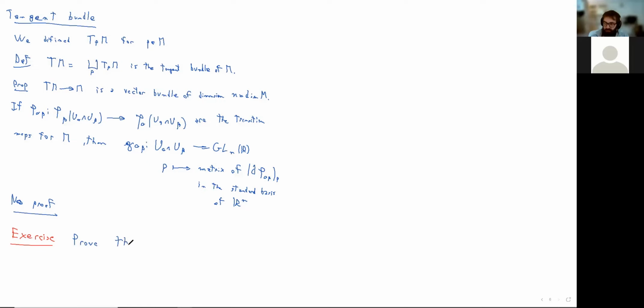And as an exercise, which maybe is a bit more interesting, prove that TM is always orientable. So what does it mean by this? We defined what it means for a manifold to be orientable. And the point is that TM is a manifold itself. Yeah, we say that this total space needs to be a manifold. And you have to prove that as a manifold, it is orientable.